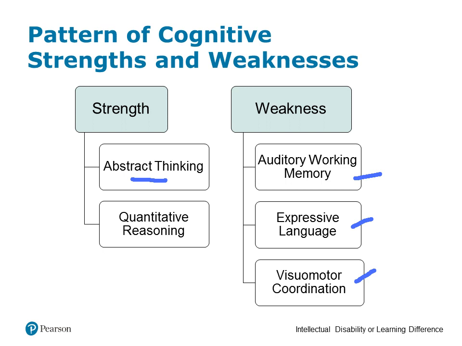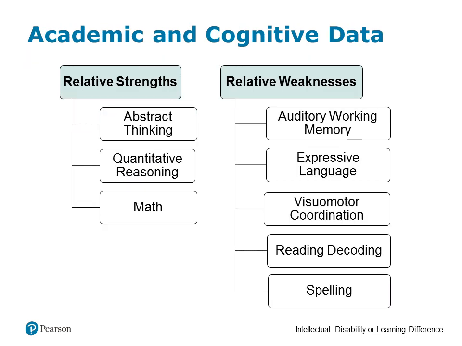So you want to think about these relative weaknesses, and especially in conjunction with the academic weaknesses that we documented. So when you think about math as a relative strength, what is the relationship maybe between abstract thinking, quantitative reasoning, and math? What is the relationship between abstract thinking and maybe one of his academic weaknesses, maybe reading decoding? And then when you look at some of the relative cognitive weaknesses, what is the relationship, both the theorized as well as the empirically demonstrated relationship between auditory working memory, for example, and reading decoding?